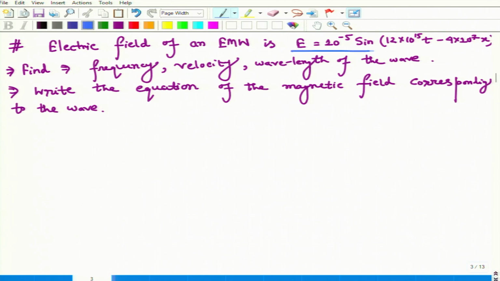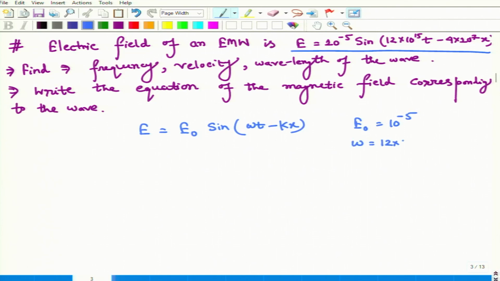Okay, first they have given this electric field. We all know that we have already discussed several times that we can write E is equal to E0 sine omega t minus kx. So now if we compare, then easily we can write that E0 is equal to 10 to the power minus 5. Again if we compare, omega is 12 into 10 to the power 15. So omega is angular frequency, right? And if we again compare k, the wave vector is 4 into 10 to the power 7.